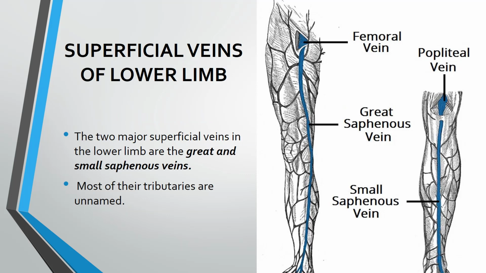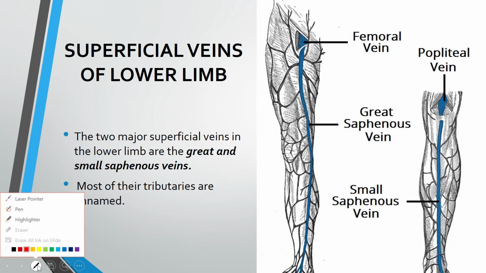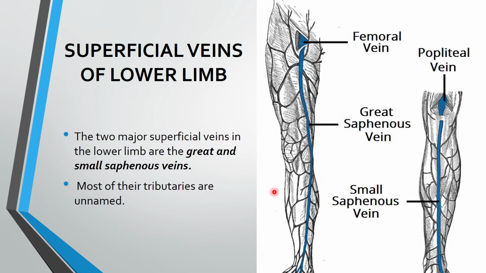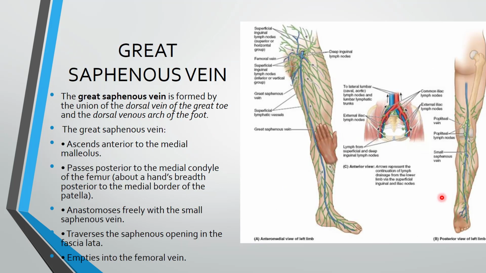First of all, we will discuss the superficial veins of the lower limb. You can see in the diagram there are two types of superficial veins: the great saphenous vein and the small saphenous vein. See here, this is the great saphenous vein and this one is the small saphenous vein, which is shown on the posterior surface. First of all, we will see what the great saphenous vein is.